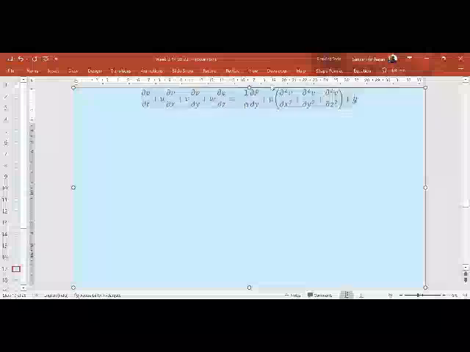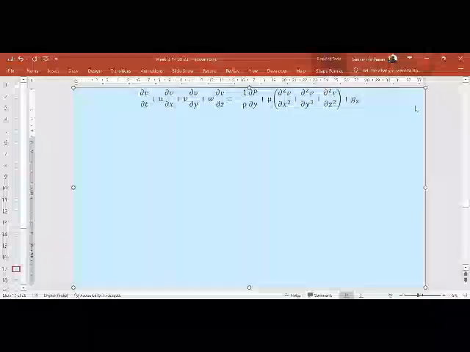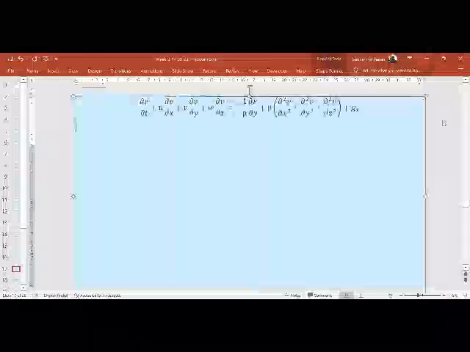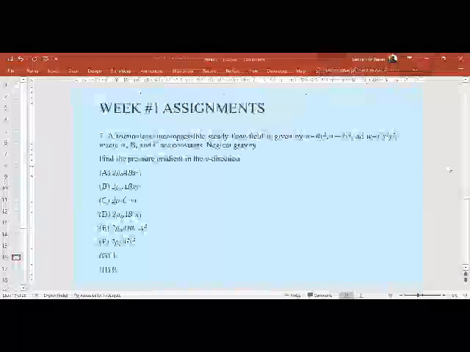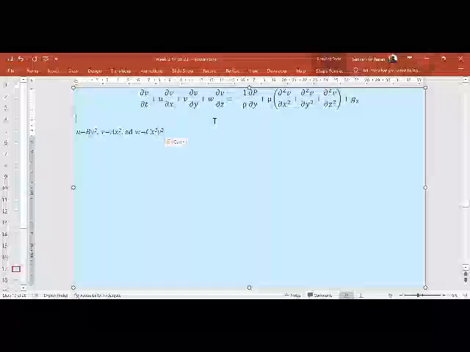And we'll also have the gravity term as well, but they have asked us to neglect gravity. We'll just incorporate that here, and we'll find out what happens to all the terms. And we know that u is a y square, v is this, and w is this. So we just make a note of that here.